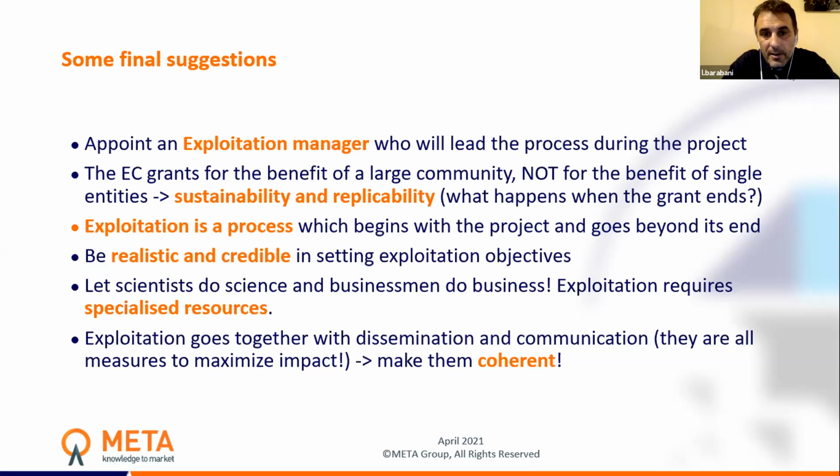And then obviously make it coherent with dissemination and communication, because we spoke about exploitation, but exploitation goes together with dissemination and communication. Without dissemination, you will never reach exploitation objectives. Without exploitation, you will never reach dissemination objectives. So they have to go together, with communication obviously. And the last recommendation is: let scientists do science and businessmen do business. If you are addressing exploitation, leave it to specialized resources. If you are not an expert of exploitation, look for someone who is a bit expert of exploitation to be responsible for this part of your project, so to be the exploitation manager.